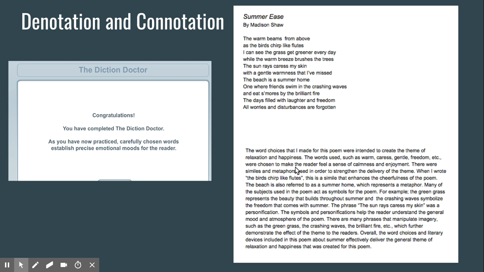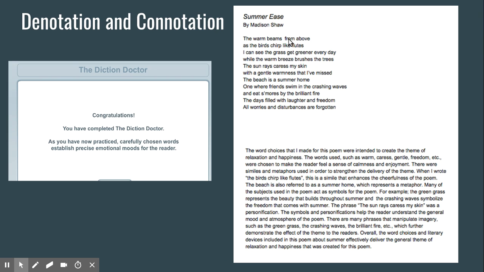in order for the reader to understand what I was trying to portray. For this activity, denotation and connotation, the Diction Doctor was an interesting activity to do because it was interesting to see how the use of diction in different words makes it easier for a theme to be delivered in a poem or any writing piece. For the poem that I made here, Summer Ease, I'll read it for you.